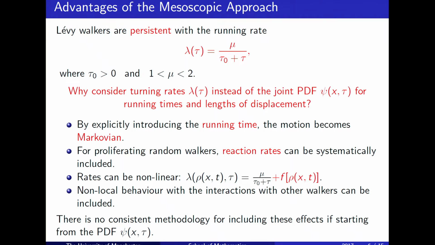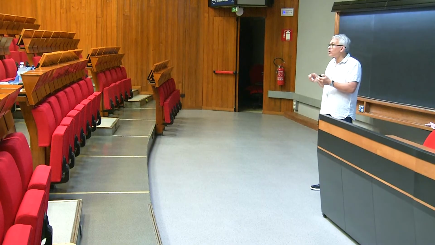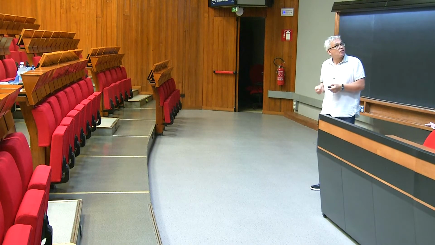And we consider the rate instead of the joint PDF for many reasons. Of course, in the linear case, it leads to the same equation. But if we explicitly introduce running time and the motion becomes Markovian, we can take into account a lot of things. And if we have a lot of particles moving like Levy walk, we can take into account proliferation. This is important for microorganisms, bacteria, cancer cells.